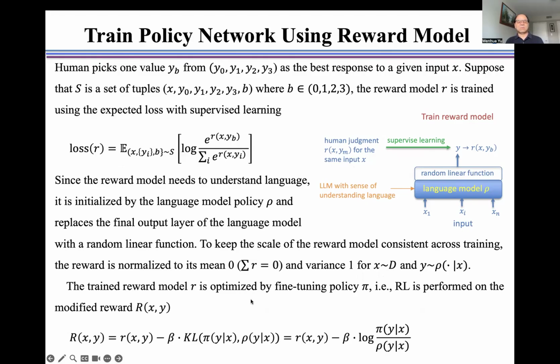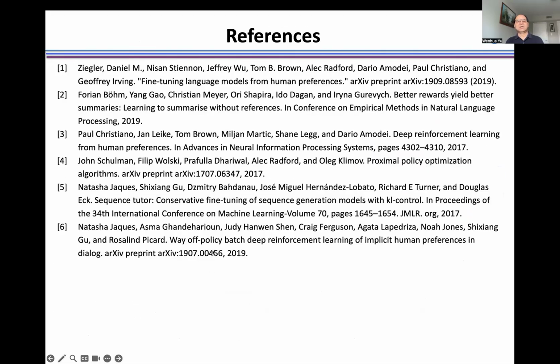The trained reward model R is optimized by fine-tuning policy pi, namely reinforcement learning is performed on the modified reward R, as shown here. For more details, please check these references.